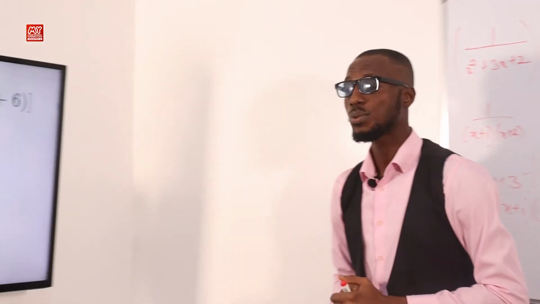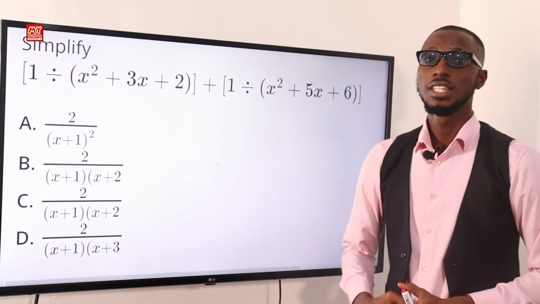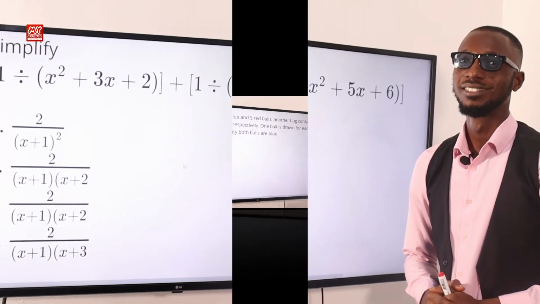Remember, 2 over x plus 1 and x plus 3. That can be found in option D, so option D is the correct option.